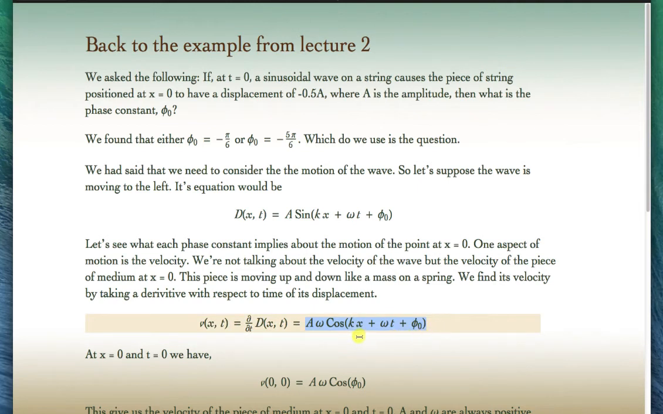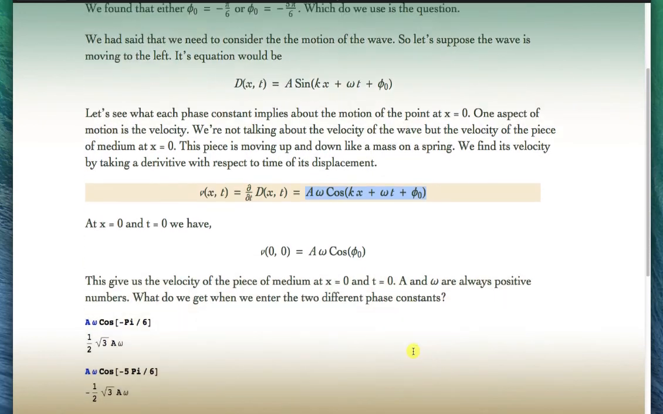So we could plug in a particular position for the medium, and we could plug in a particular time, and we could calculate what the velocity is of that piece of the medium at this moment in time and at that position in space. And it depends on our phase constant, of course. We'd have to plug in the phase constant. So let's look at the origin.